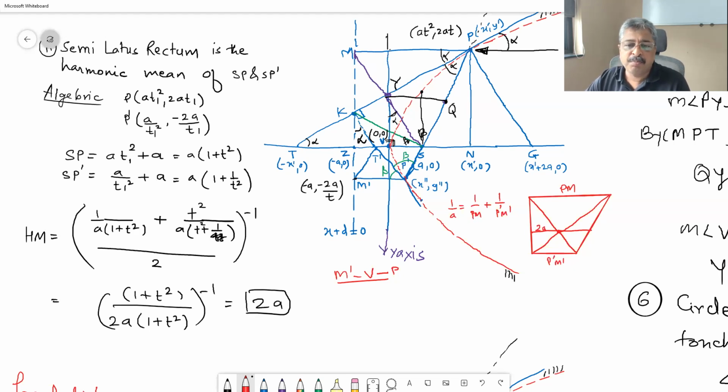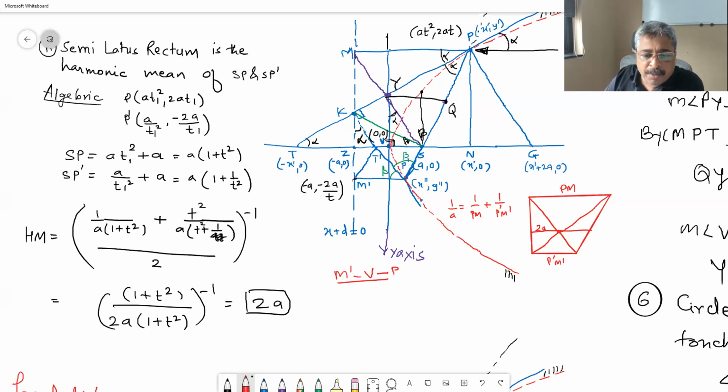Okay, that is the property which we have already proved several times in trapezium. Therefore, if I prove that m dash, v and p are collinear, similarly m, v and p dash will of course automatically also become collinear, and by this configuration we can say that Zs is the harmonic mean of pm and p dash m dash. So this part is remaining, and therefore I have got the coordinates.